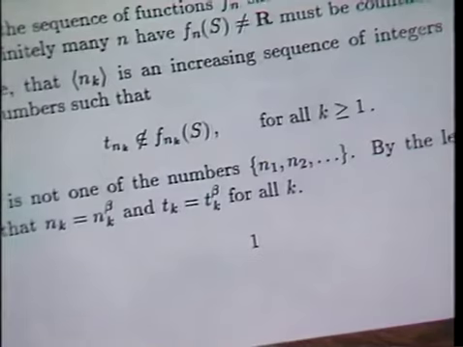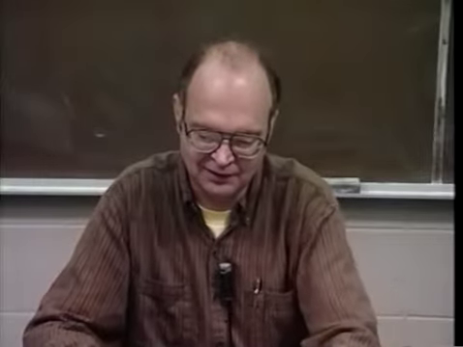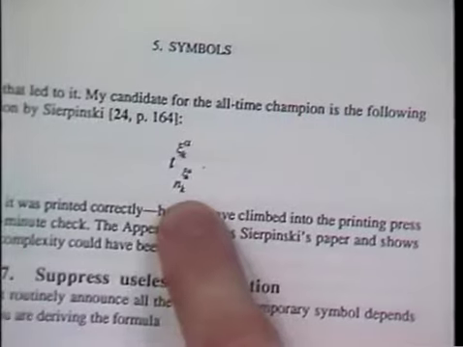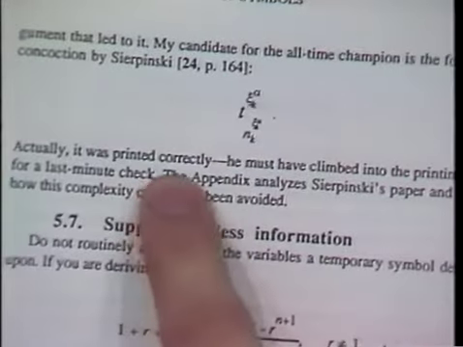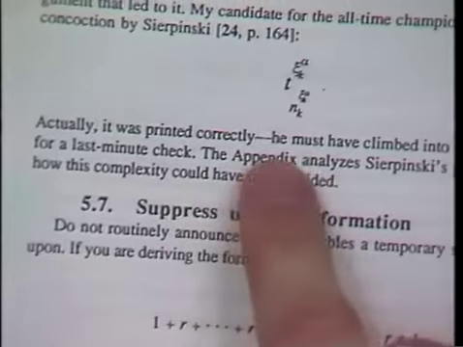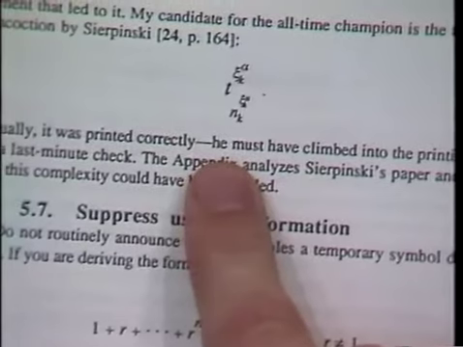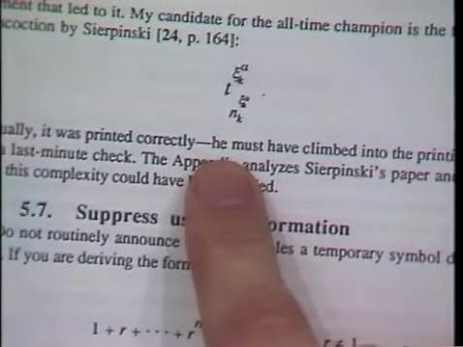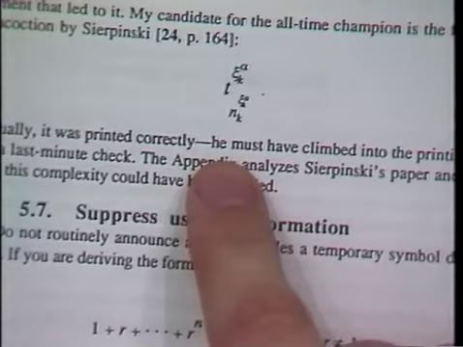Now he was reacting to the original article, which had in it what he thinks is the all-time champion for the most complicated symbol that ever appeared in a paper, and he said actually it was printed correctly. Sierpinski must have climbed into the printing press for a last-minute check. Now Sierpinski was a great mathematician of this century. In this book, Concrete Math, I'm writing, I've got one reference to a paper he wrote in 1909 and another reference to a paper he wrote in 1959. So he was a prolific mathematician for a long period of time.